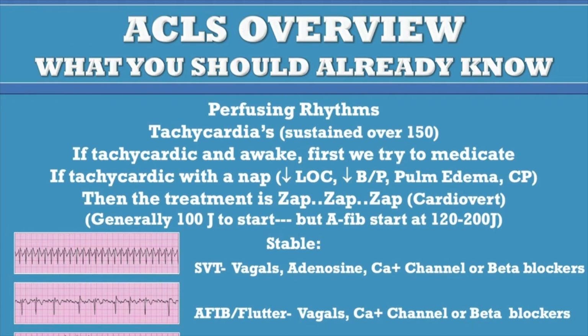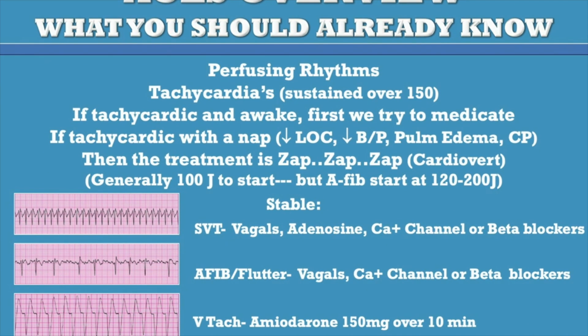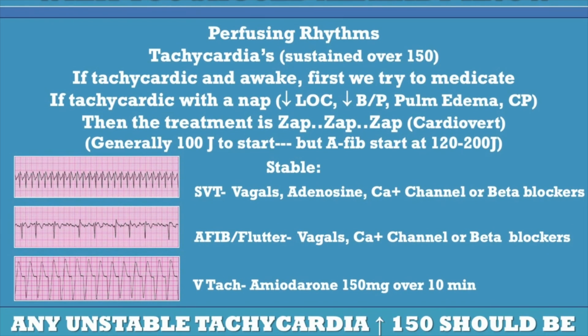So if we look at the stable patients of the top rhythm of SVT, we could try vagal maneuvers first for them, certainly better than giving them medication if it works. If not, adenosine or calcium channel blockers or beta blockers at the physician's discretion. Remember that if the patient has AFib or A-flutter, adenosine doesn't work. Some people will try vagal maneuvers, though they generally don't work well in these rhythms, but not going to hurt to try if the patient's able to. And then we either give a calcium channel blocker or a beta blocker.